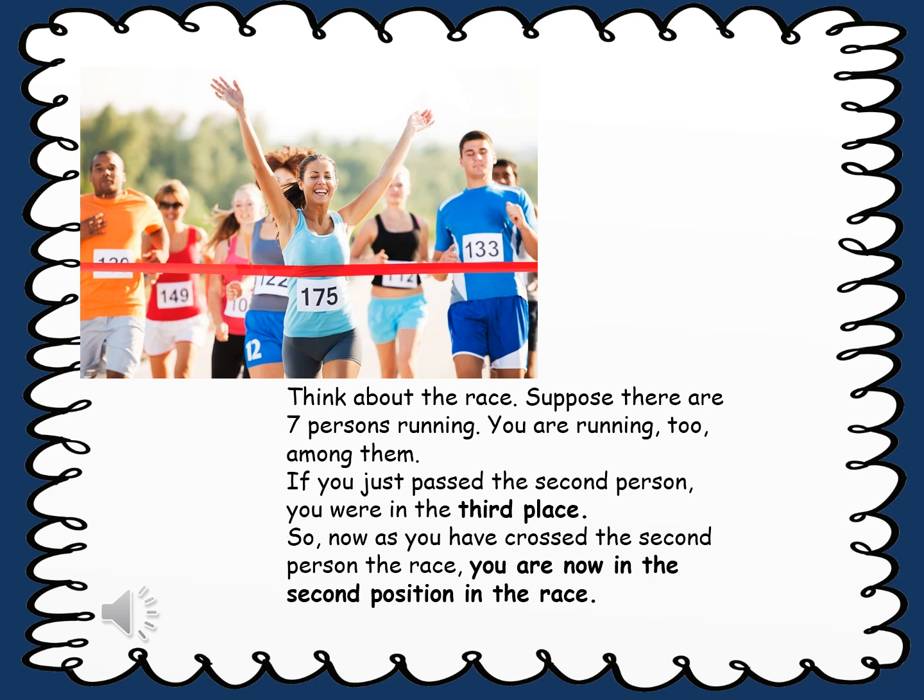Now, think about the race. Suppose there are 7 persons running and you are running 2nd among them. If you just passed the second person, you were in the 3rd place. So now, as you have crossed the second person, you are now in the 2nd position in the race. So tell me, what will happen if you cross this first person and you were in the second place? You could be in the first position in the race.